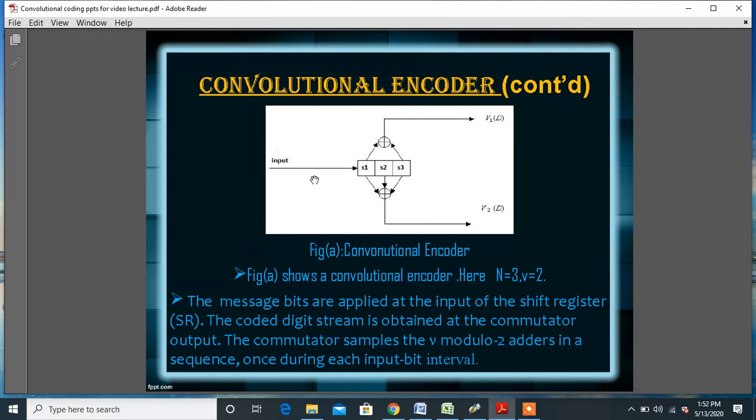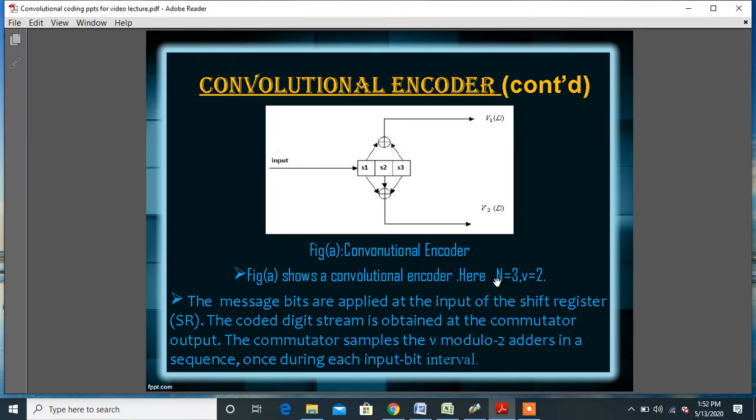After that, during the first input cycle, just S1 will have the first input, and the others will be 0 0. V1(D) takes inputs from S1 and S3. If S1 is 1, then 1 plus 0 will be the modulo-2 output of V1(D). V2(D) consists of S1, S2 and S3 added modulo 2, and all three will be added to give the second bit of my output. The input bit is shifted, and at that instant we get 2 bits of output.